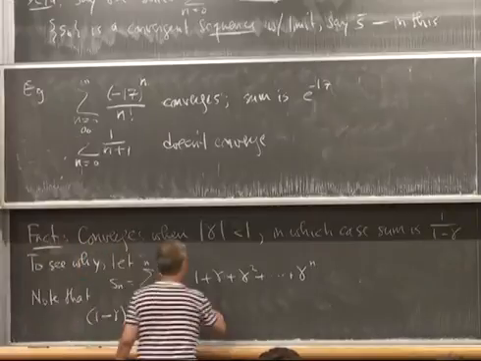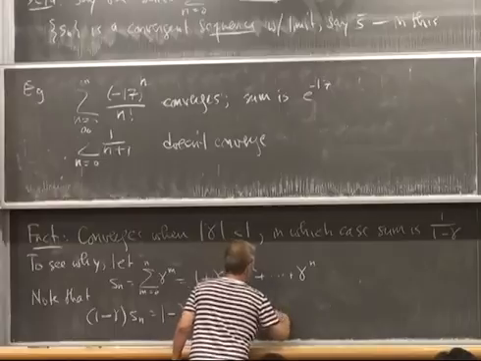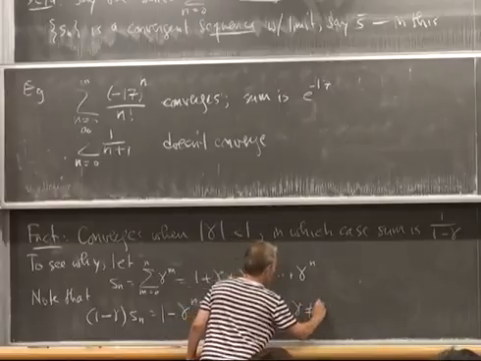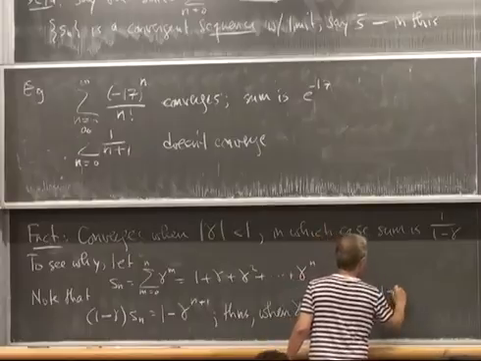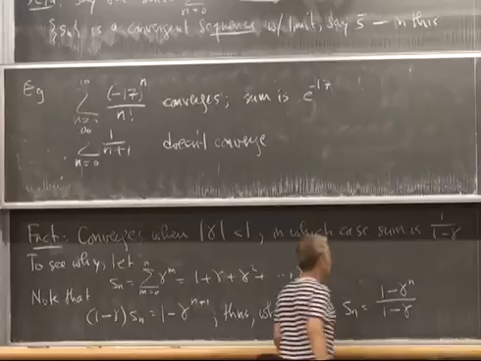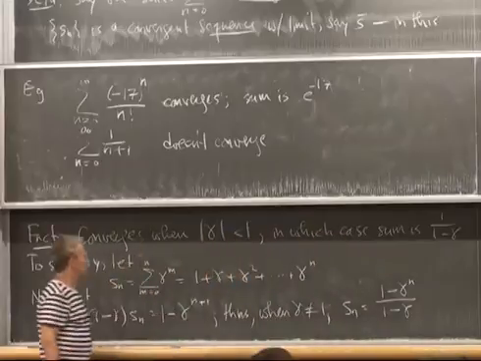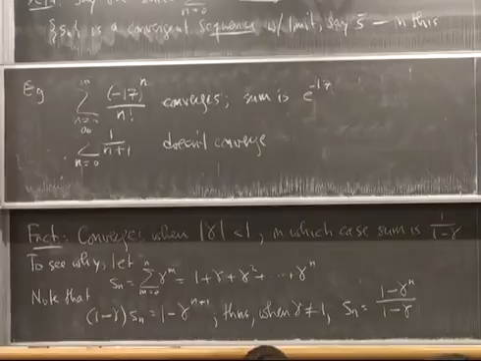Thus, when gamma is not equal to 1, S_n is equal to (1 minus gamma to the n) over (1 minus gamma). And I have to assume gamma is not equal to 1, else I wouldn't be able to divide by 1 minus gamma.